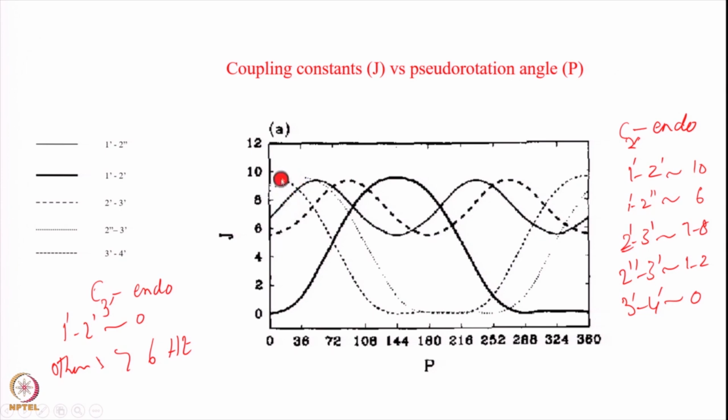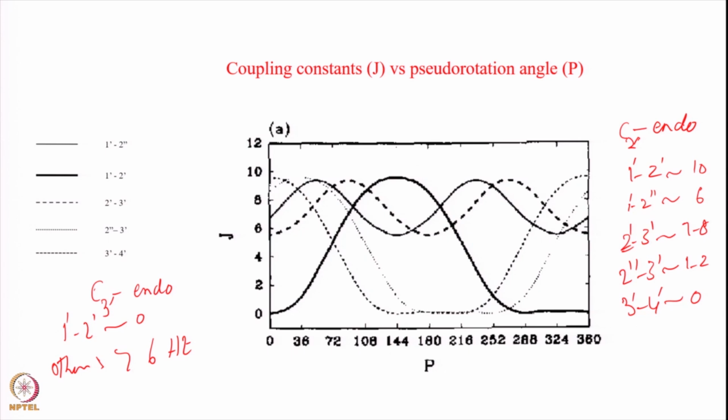Among these the strongest ones are the 3 prime 4 prime, this is the highest value for 10 Hertz, and then the 2 double prime 3 prime is also around 8 to 9 Hertz. So that is this one here. Therefore these are very distinct coupling constants which will allow you to distinguish between the sugar geometries. Now how do they show up in the sugar geometry?